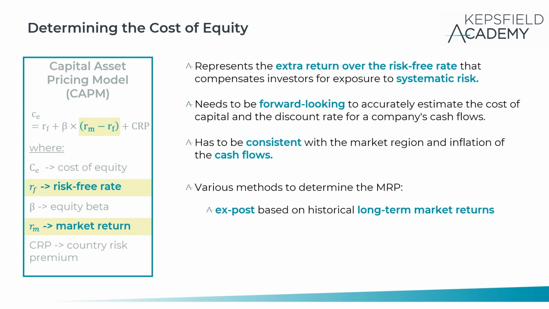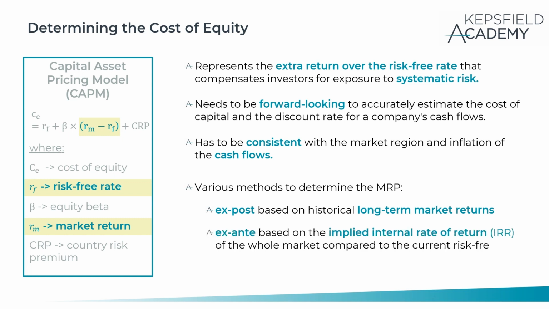The ex-ante implied method uses the current implied internal rate of return of the whole market compared to the risk-free rate, offering a present-day perspective. The ex-ante survey method is the least frequently used. In this approach, economists are surveyed to provide estimates of market rates. It is rarely employed due to the lack of evidence supporting the accuracy of predictions.